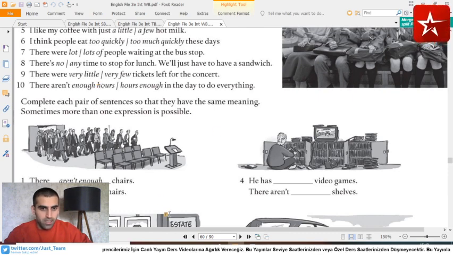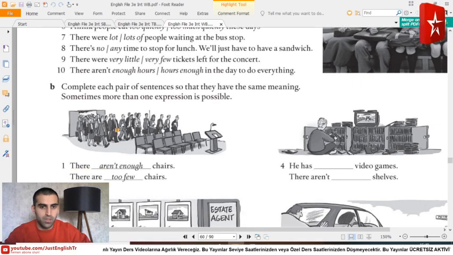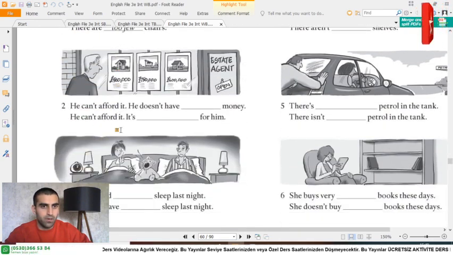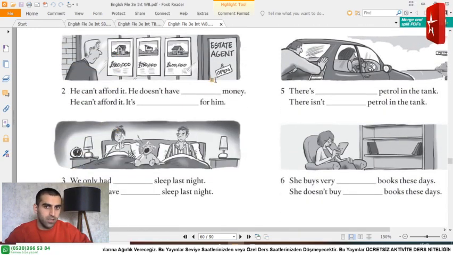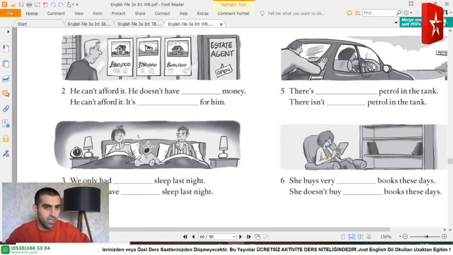Alright, guys, let's continue with part B. We have to choose the correct word for these sentences. We have 2, 3, 4, 5, and 6, and let's answer these 6 sentences, and then we will finish today's lesson, today's grammar for intermediate level.